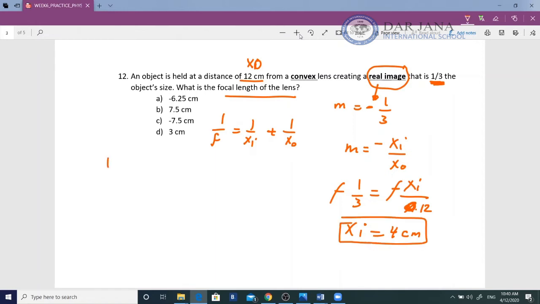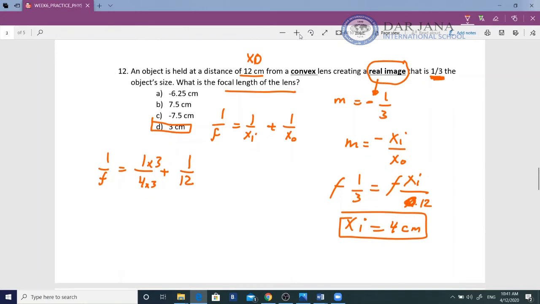So now we do 1/f equal 1/xi, it's 1/4 plus 1/12. We can do it on calculator. I will do it fast here. So the answer will be, it's 3 centimeters. The focal length is 3 centimeters.